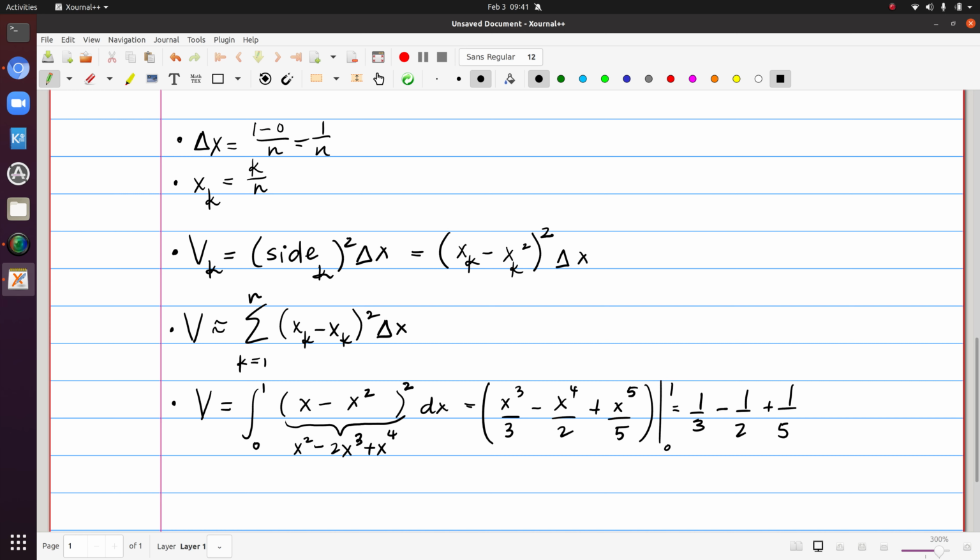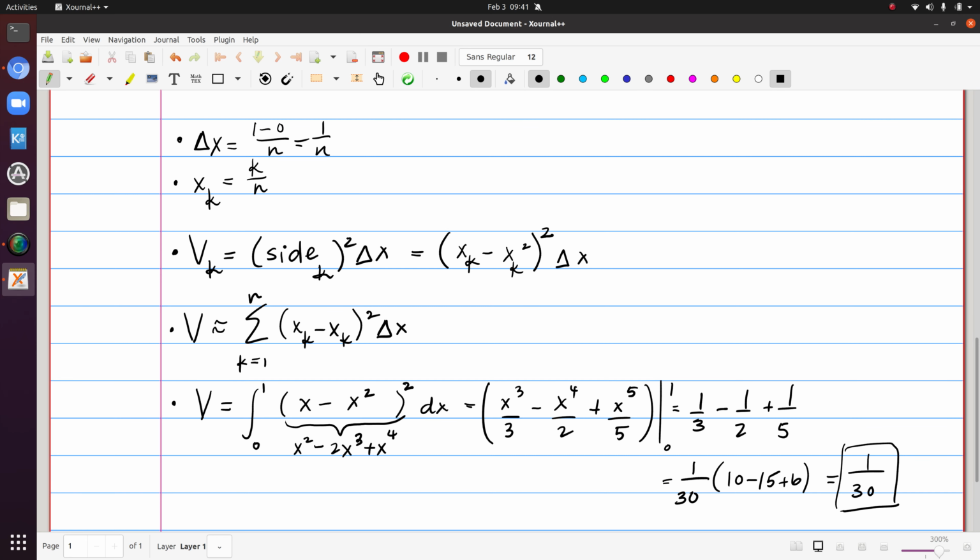And if I want to simplify that, the common denominator I could find here is 30. So this is now 10 minus 15 plus 6. And so we see that we actually get 1/30th for our volume.